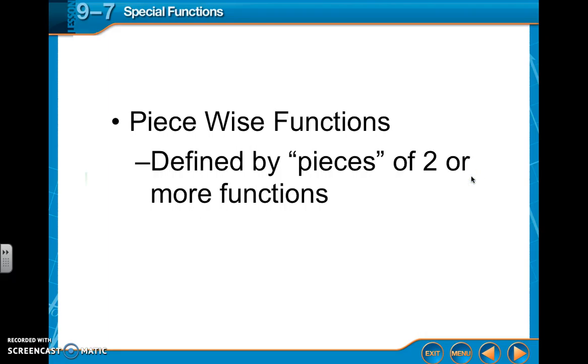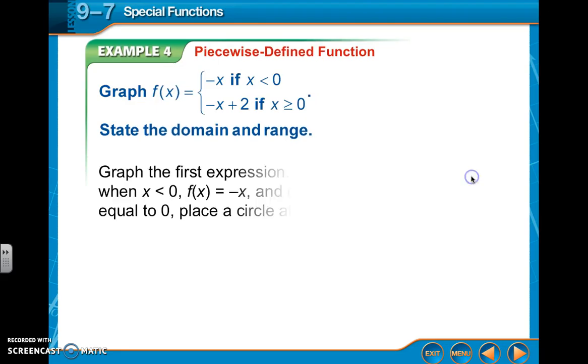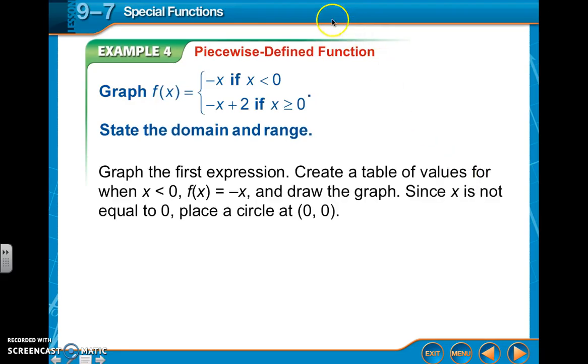And last, we're going to talk about piecewise functions. Piecewise functions are defined by pieces of 2 or more functions. Okay, so we're going to go through this one pretty quick as well. So notice here that this is the graph of negative x if x is less than 0, and it's negative x plus 2 if x is greater than or equal to 0.